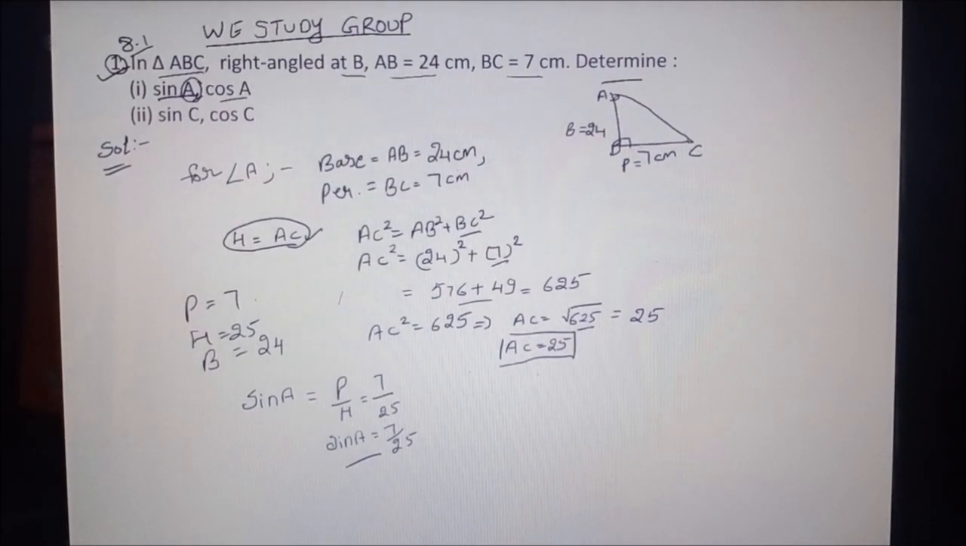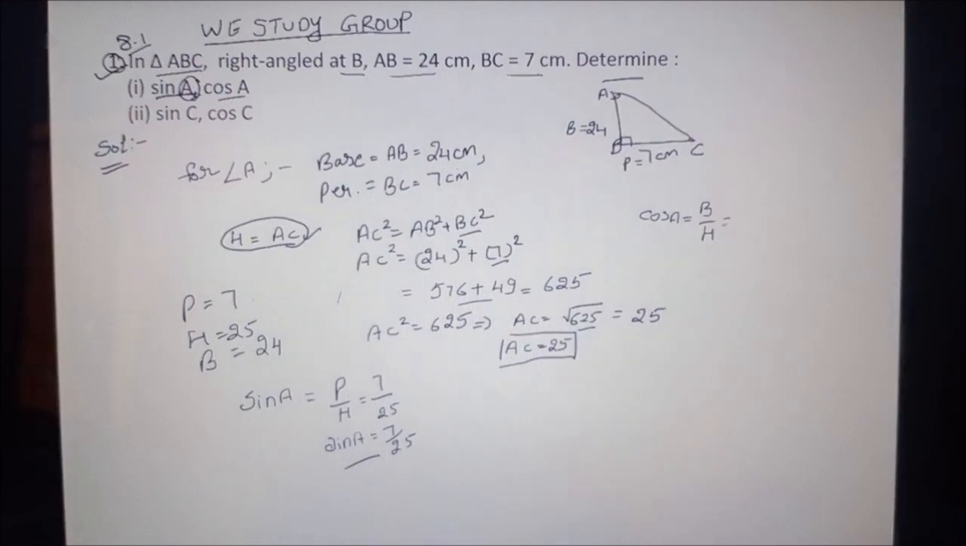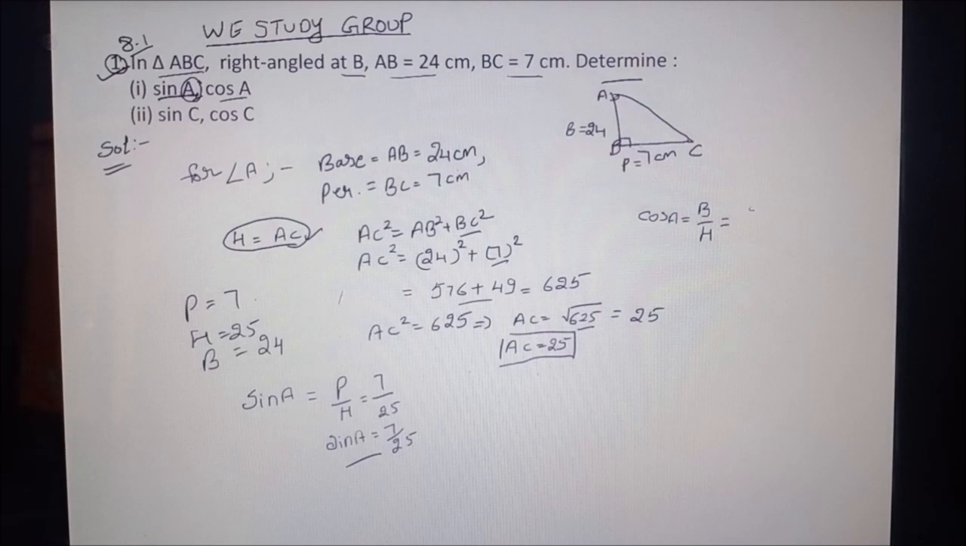Now we have to calculate cos A. We know cos A is equal to base upon hypotenuse. Value of base is given 24 and we have calculated the value of hypotenuse, that is AC. We have calculated value 25. So cos A is equal to 24 by 25.